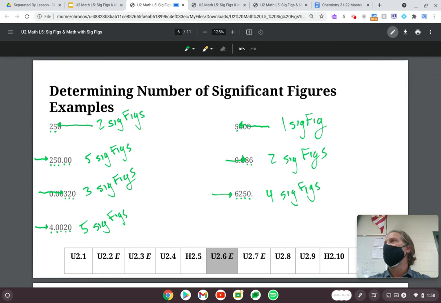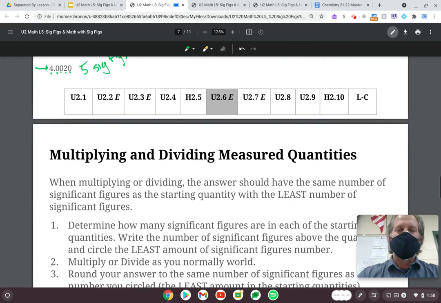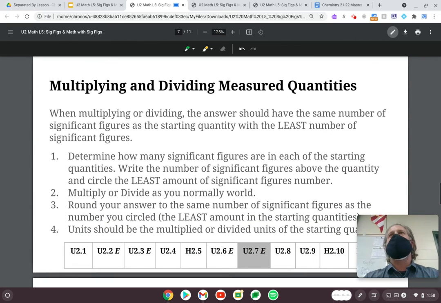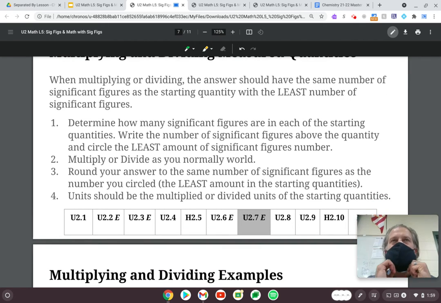Questions? All right, then. Now we're going to talk about what to do with it. When you are asked to multiply or divide with significant figures, the answer that you report is based on the fewest number of significant figures in the problem. This is wordy. I'm just going to show you. So here we go.